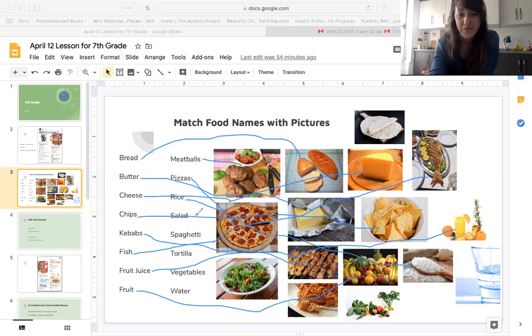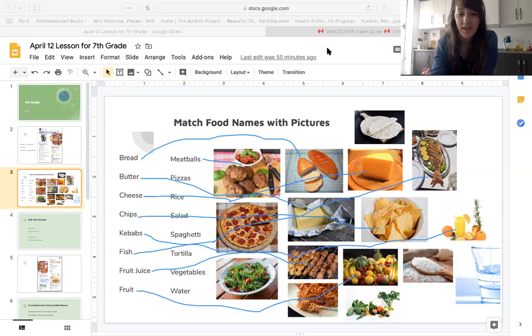This is salad. Repeat after me. Salad. Salad is vegetables and lettuce. Where is the salad? It's right here. This says spaghetti. Spaghetti is an Italian food with meat and noodles. This is tortilla. Where is the tortilla? It's up here. Vegetables. Say it after me. Where are the vegetables? Right here. And the last one is water. Where is the water? All the way over here.